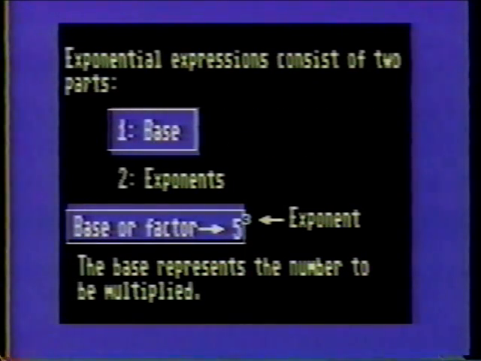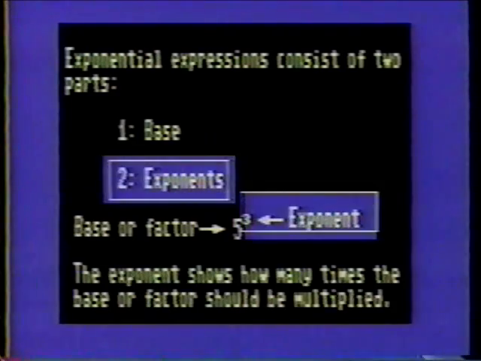Exponential expressions consist of two parts. One, the base. The base represents the number to be multiplied. Two, an exponent. The exponent shows how many times the factor or base should be multiplied. Mathematically, it is expressed as follows. 5 is the base or factor and 3 is the exponent. The expression of 5 with the raised 3 is read as 5 to the third power.